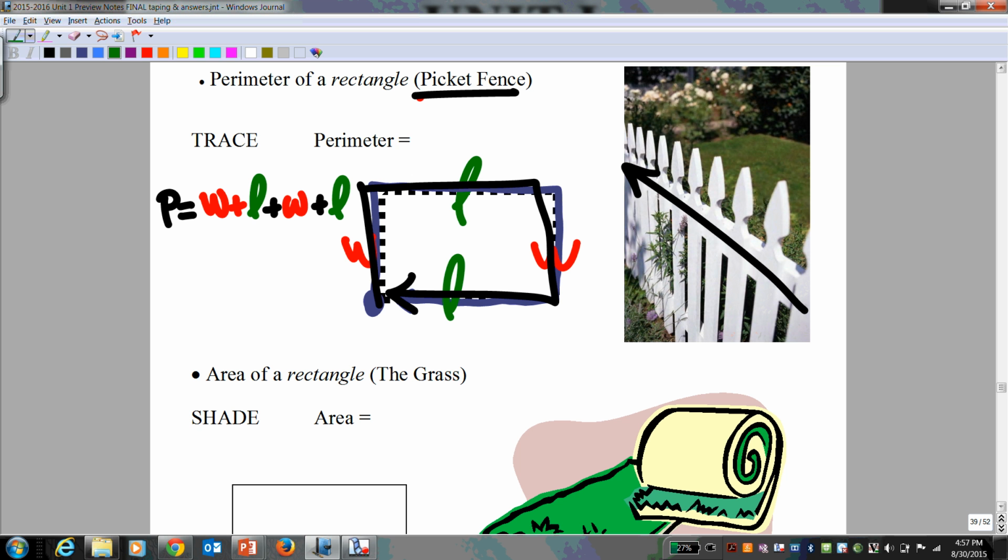We have a width plus a length plus another width plus another length. You are welcome to just write the equation exactly like this: width plus length plus width plus length. Or the more common way of looking at it is that we have two lengths for a rectangle plus two widths. But just remember, perimeter, picket fence.